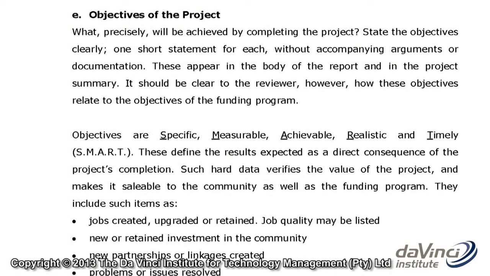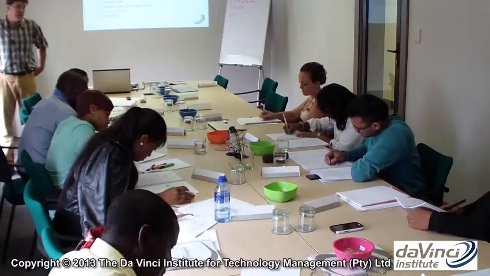Objectives of the project. What precisely will be achieved by completing the project? State the objectives clearly. One short statement for each, without accompanying arguments or documentation. These appear in the body of the report and in the project summary. It should be clear to the reviewer, however, how these objectives relate to the objectives of the funding program. Objectives are specific, measurable, achievable, realistic, and timely. SMART. Timely is time measurable.